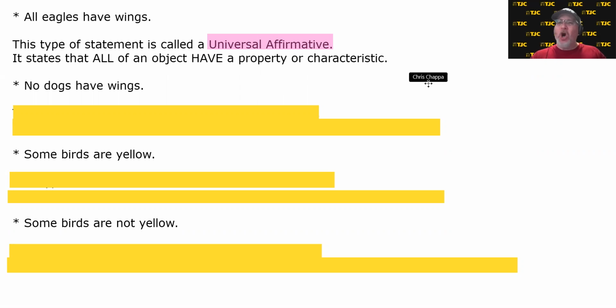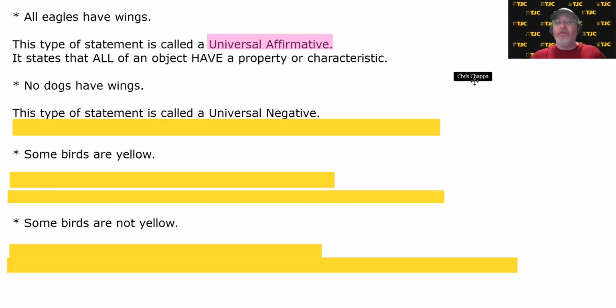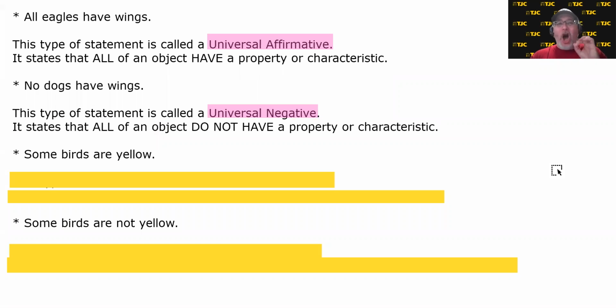By contrast, consider the statement, no dogs have wings. What do you think that would be called? Do you think it would be universal? Do you think it would be affirmative? This type of statement is called a universal negative. Universal for the same reason, negative because we're talking about not having a property or characteristic. It states that all of an object do not have a property or characteristic, all making it universal, not having the characteristic making it negative.